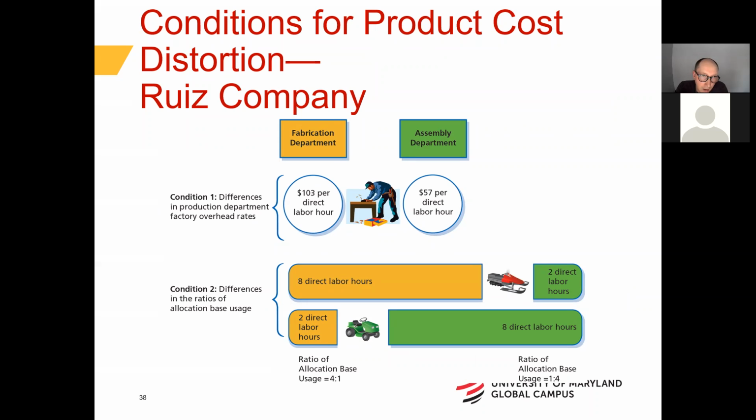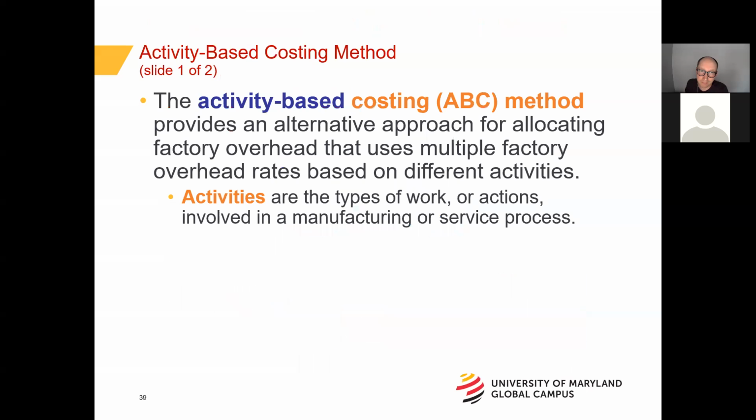So when distortion occurs, there are 2 conditions that must be true. The first condition is there needs to be a difference in production department overhead rates. The second condition is there needs to be a difference in the ratios for allocation. When those 2 things are true, that is causation for distortion to occur. Meaning there will be an under application or over application of factory overhead to each completed unit, assuming that there's more than one type of unit, right? Okay.